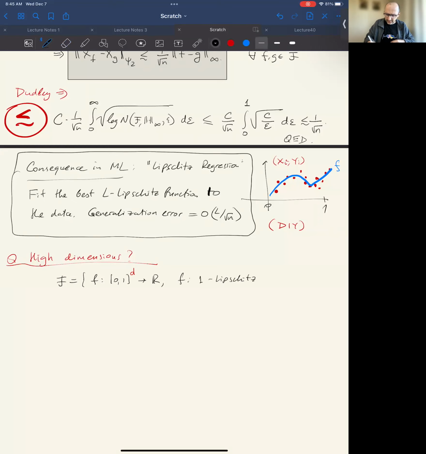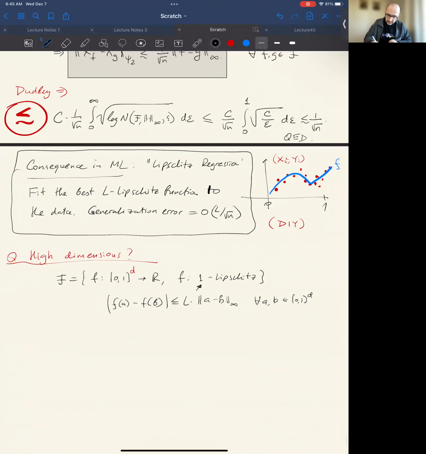Guys, let's do 1 Lipschitz. Fewer parameters. 1 Lipschitz here means that F of A minus F of B is less than L times some distance between A and B. And in this case, the sup norm, the L infinity distance, is natural. So this is what Lipschitz means, literally, here. Okay, things will become interesting now. It's not just a simple generalization.